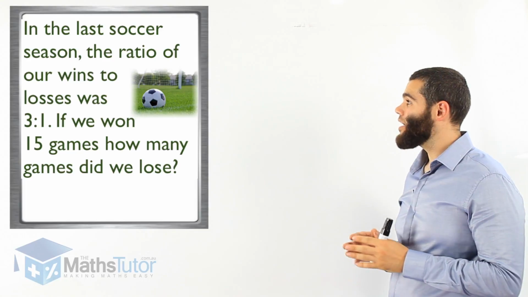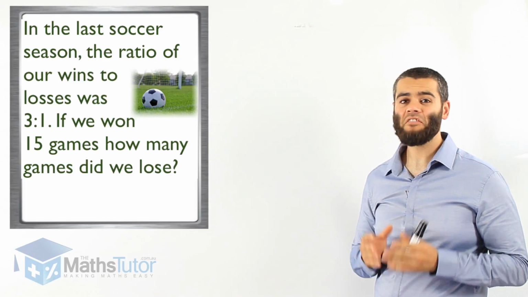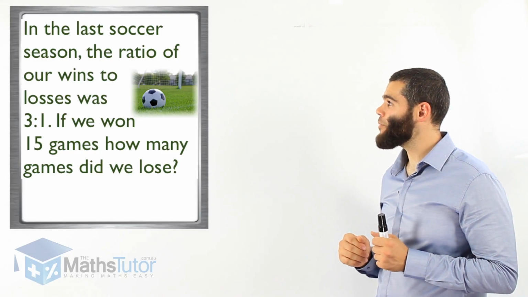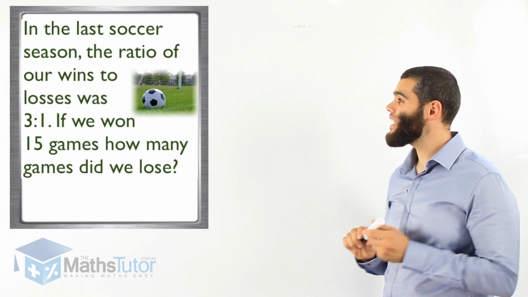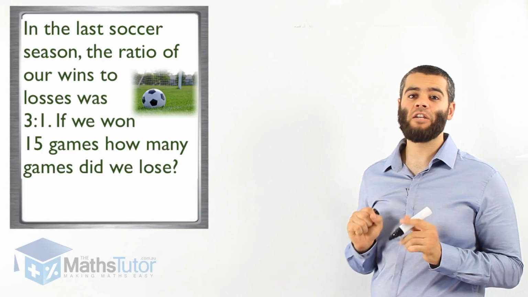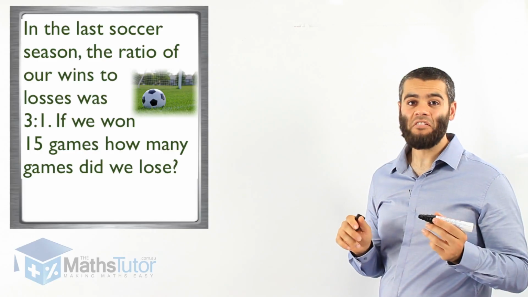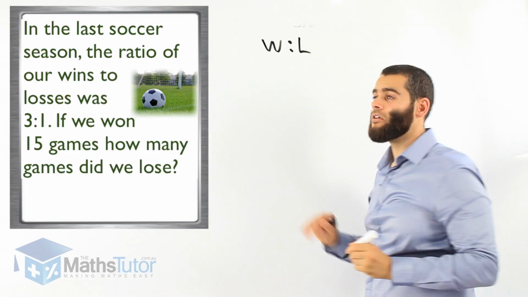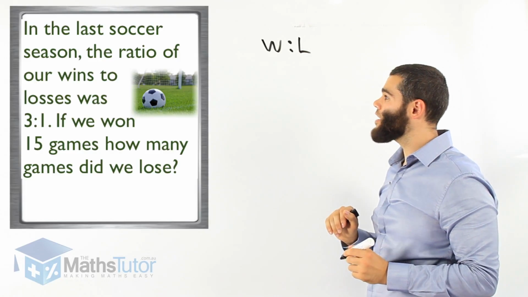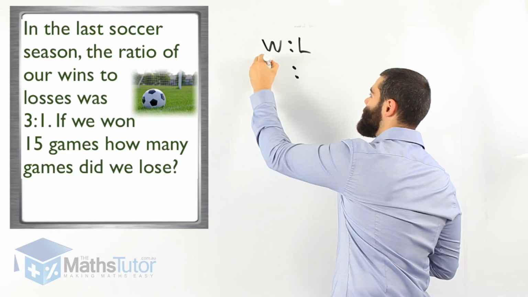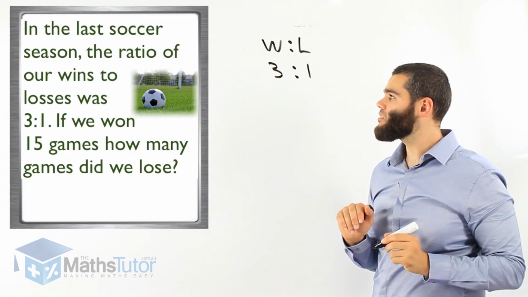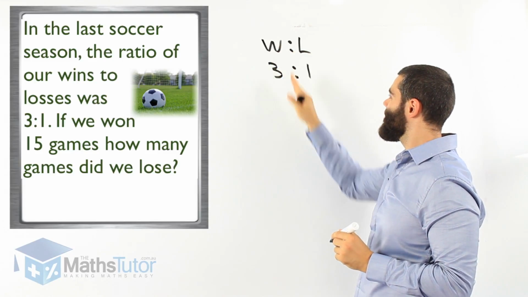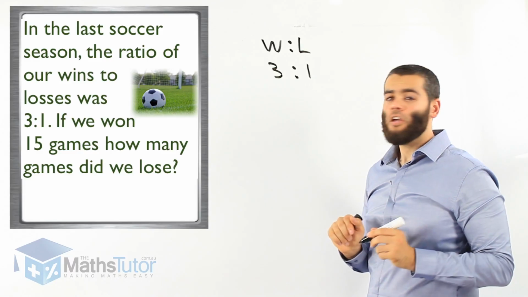Next example. In the last soccer season, the ratio of our wins to losses was 3 to 1. If we won 15 games, how many games did we lose? So here again, we need to come out and find the information we need. We're now comparing wins to losses. So W to L, wins to losses, is in the ratio of 3 to 1. The wins was mentioned first, so W to L, wins to losses, 3 to 1. The order is very important.